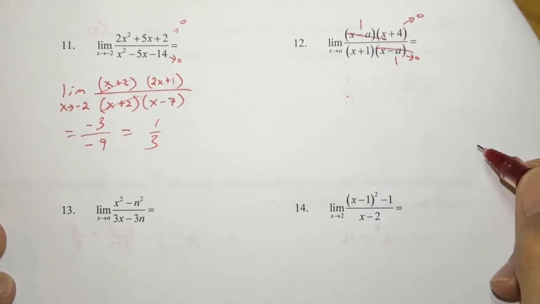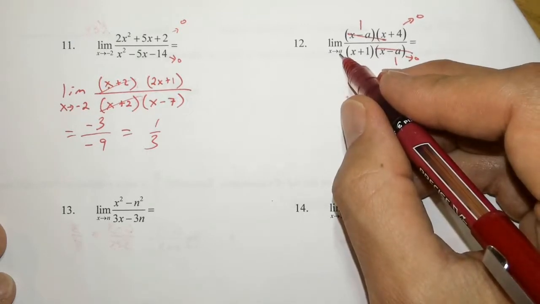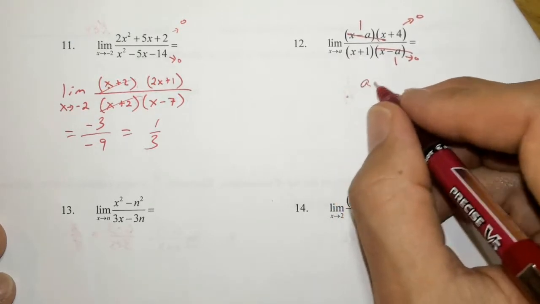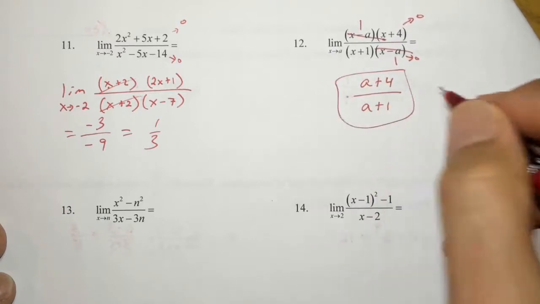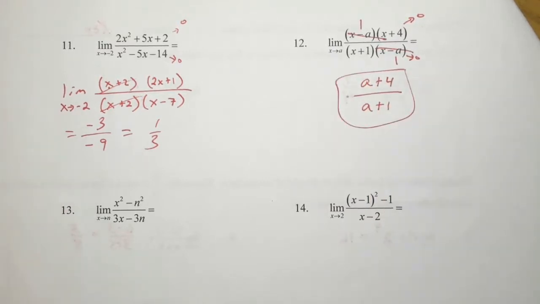So those go to 1. And now when I replace x with a, my numerator is a plus 4. My denominator is a plus 1. Now it's a weird looking answer because it's got a value in there, some kind of constant a that we don't know the value of, but it's still a correct limit.